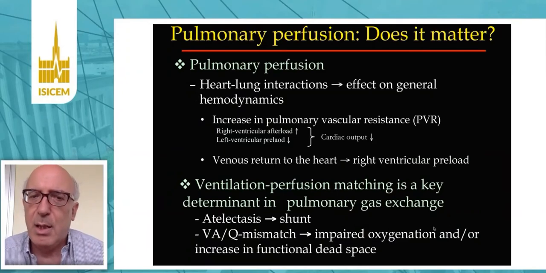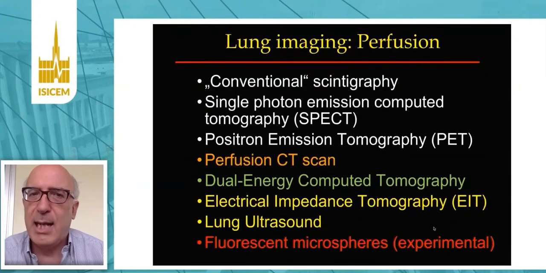It is also very important for determining ventilation perfusion matching, which is a key determinant of pulmonary gas exchange, and thus shows the effects on shunt due to atelectasis, or VQ mismatch due to impaired oxygenation and/or increasing functional dead space. There are different lung imaging techniques we will not discuss in detail in this specific lecture. I will refer mainly to perfusion CT scan and dual energy computed tomography. Other techniques like electrical impedance tomography and lung ultrasound can be used at the bedside.